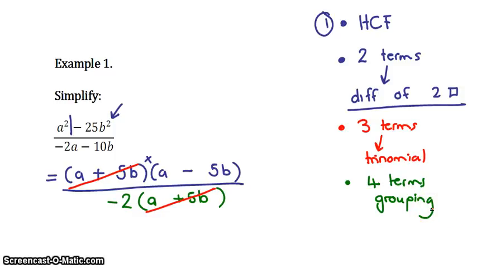With brackets, it's all or nothing. You either cancel the whole bracket or you may not cancel it at all. So I'm left with a minus 5b over -2. Now I can leave this bracket around this a minus 5b, or I don't have to have it. It's not changing the meaning of my question, and there's no more ways that I could simplify that fraction.